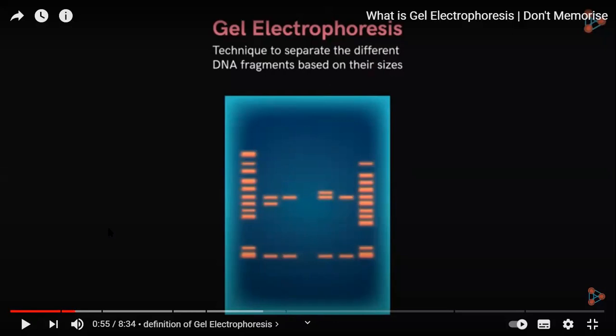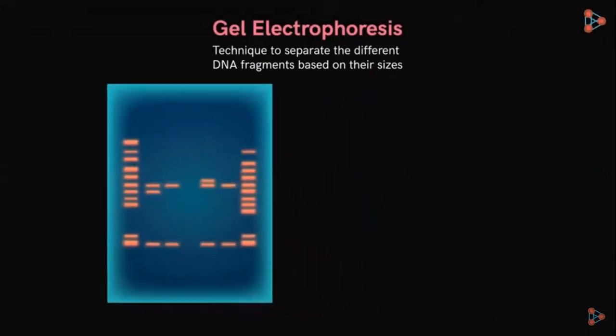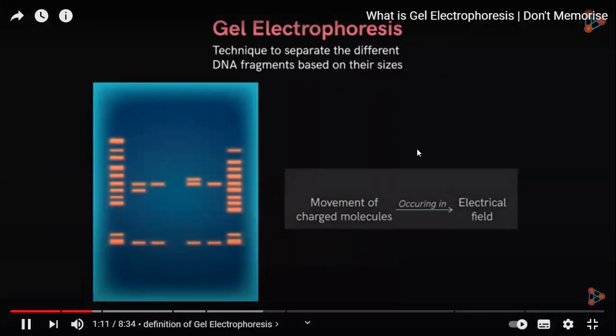أوكي؟ بيعملهم separation على أساس السايز. Guess why is it called gel electrophoresis? Okay, let me help you with this. This separation technique is based on the movement of charged molecules when exposed to an electrical field. And this movement occurs in a gel medium. Hence, it's known as gel electrophoresis.